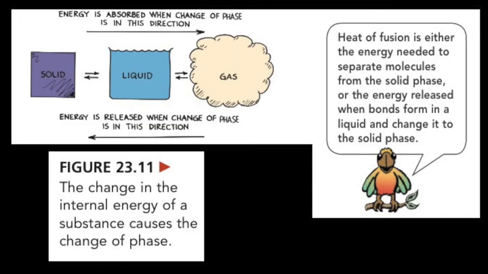Here are the phase changes involved in the three phases of matter. We're not including plasma here. Energy is absorbed when change of phase is in this direction to the right, going from solid to liquid to gas. It's absorbing energy. Energy is released when change of phase is in this direction, from right to left, going from a gas to a liquid to a solid. Remember, change in the internal energy of a substance causes the change of phase. Now remember what internal energy is. We'll do that on the next slide.